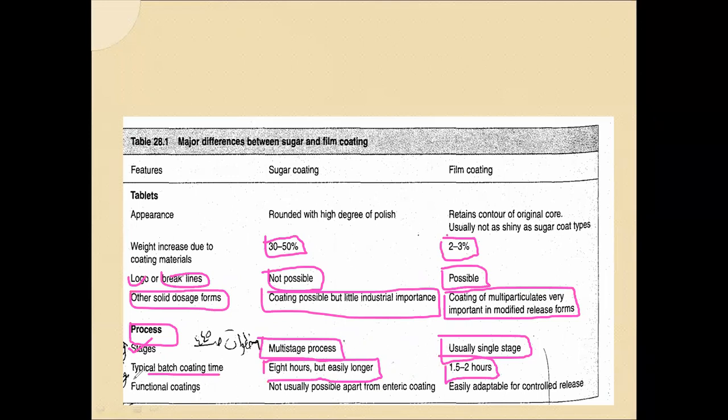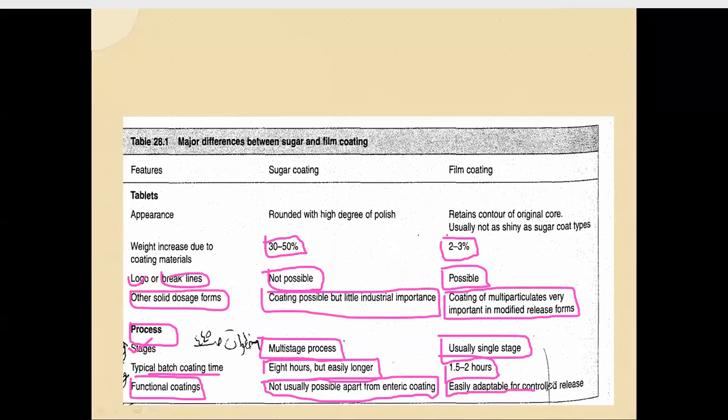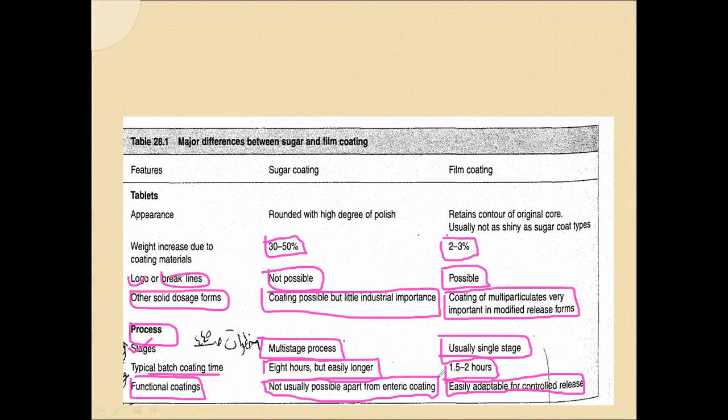Then the functional coatings, can we apply them by the sugar coating process? Not usually, it is only possible for enteric coating, where you have to apply this enteric coat in the sealing process only of the sugar coating. And with respect to film coating, we can easily adapt any of the controlled release or modified release patterns. Means the functional coatings are easily applied with the help of the film coating process.